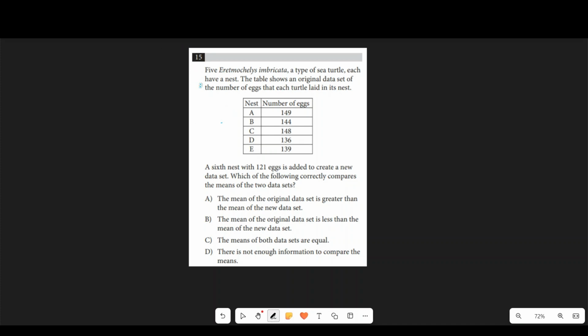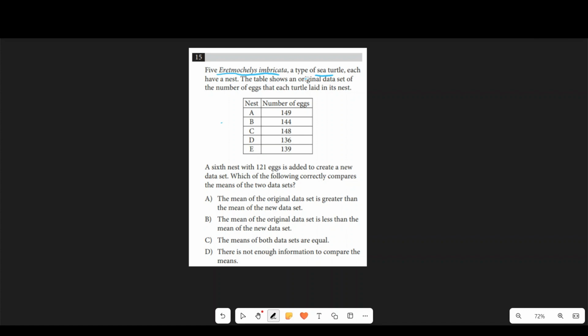This is a question from the official 2024 Practice Test 5 Math Module 2, linked in the description below. Question 5: Eretmochelys imbricata. What the heck is that? I don't know. A type of sea turtle. Oh, I guess this is a fancy way to call a sea turtle. Each has a nest. So each of these sea turtles has a nest, 5 of them.